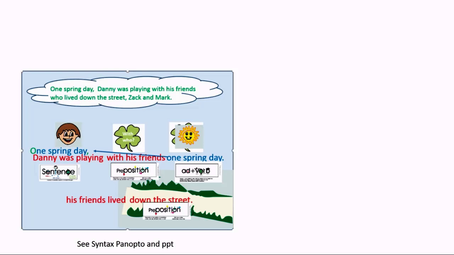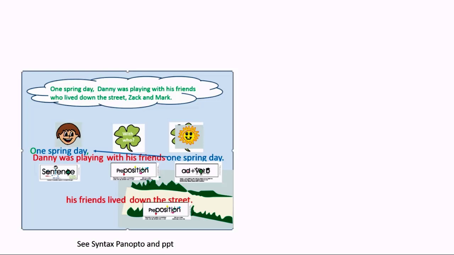You'll notice that in the two sentences, the phrase "his friends" is common to both sentences. So I can substitute one of them with a pronoun. If I wanted to leave the two sentences, I could put "they lived down the street." One day Danny was playing with his friends. They lived down the street.